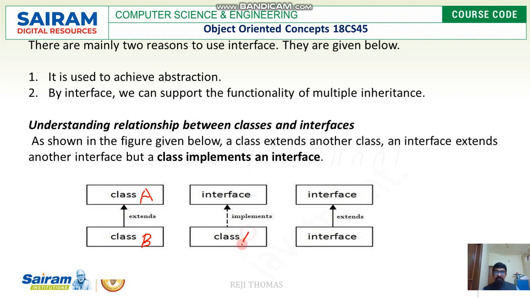Let us say this is a class A, and this is an interface B. Class A has to implement the interface. Obviously, the interface has certain methods, and those methods you need to implement in class A. When it comes to two interfaces, one interface can extend another interface, like classes. One interface can extend another interface, whereas a class has to implement an interface.